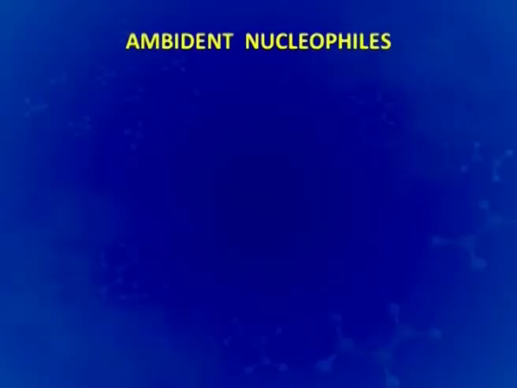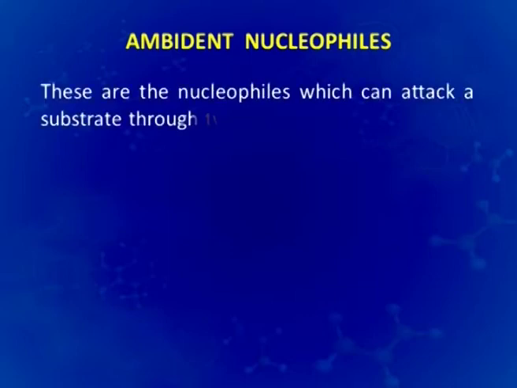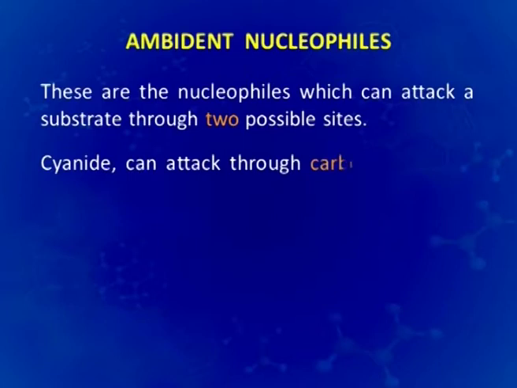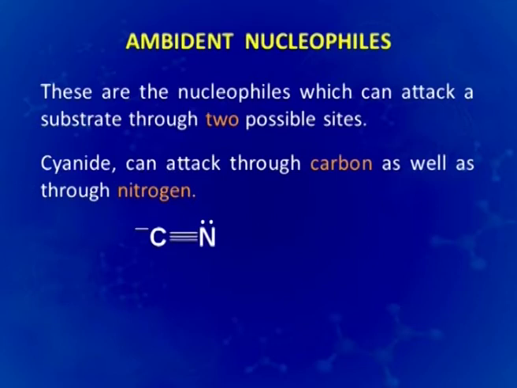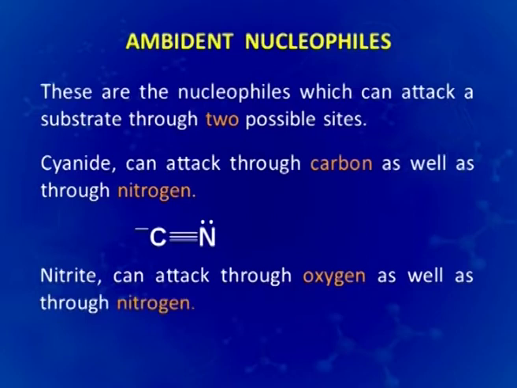We have one more kind of nucleophile which we call ambident nucleophiles. These are the nucleophiles which can attack a substrate through two possible sites. An example for this is cyanide, which can attack through carbon as well as through nitrogen. Similar to the cyanide ion, we have the nitrite ion which can attack through oxygen as well as through nitrogen. Here are the two resonating structures for the nitrite ion. So, we call such species ambident nucleophiles.